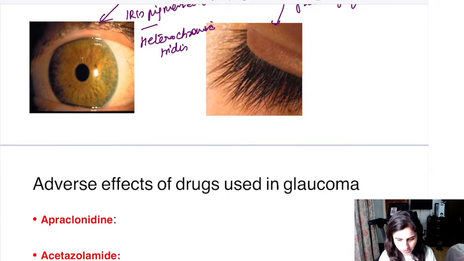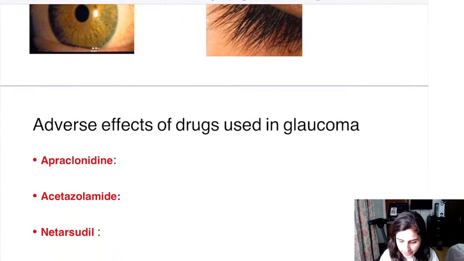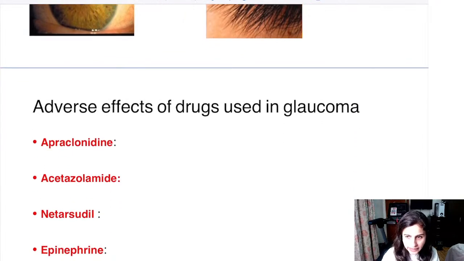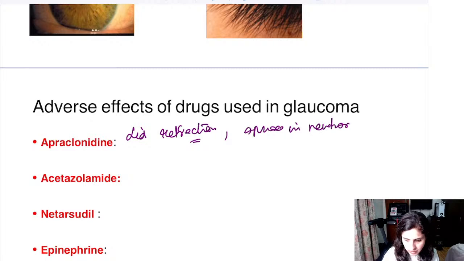That is latanoprost, prostaglandins. Adverse effects of apraclonidine, the most important is lid retraction. ठीक है? And it can cause apnea in newborn. Therefore, it is contraindicated in children less than 2 years में.